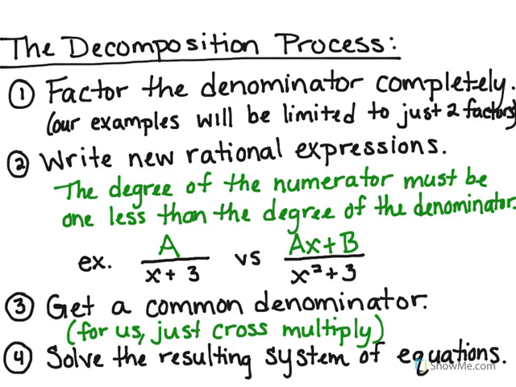Once we do that, we're going to get a common denominator. Again, since we're only going to have two factors on the bottom, all we're really going to need to do is cross multiply in order to get that to work. And then we're going to write and solve a system of equations by setting the numerator of our new expression equal to the numerator in the original. So I'm going to show you two, hopefully quick, examples.